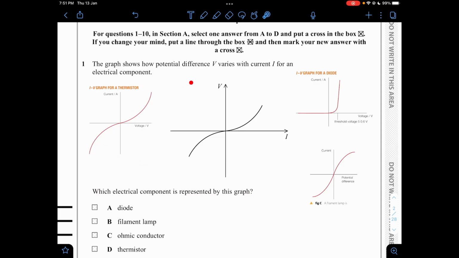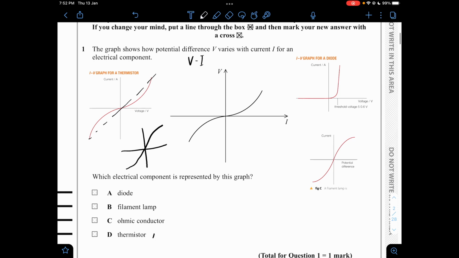So what I've done is I've grabbed some graphs from the textbook, just to illustrate how easy this is if we know the graphs. So we have the IV graph for a thermistor. Because this is an IV graph and this is a VI graph, we have to take its reflection in the y equals x line. So this will look like this. So this is a thermistor, and this is obviously not like this graph.